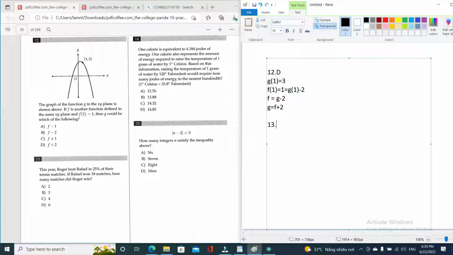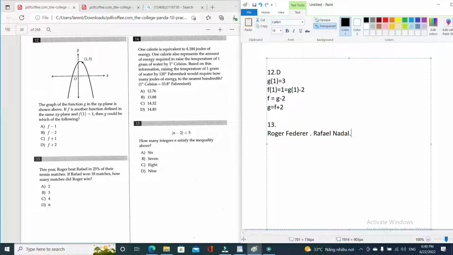Okay, Roger with Rafael. That's actually Roger Federer and Rafael Nadal. I really like Roger Federer, and I like Nadal a bit. It's just nice to see these tennis legends on the actual SAT test.